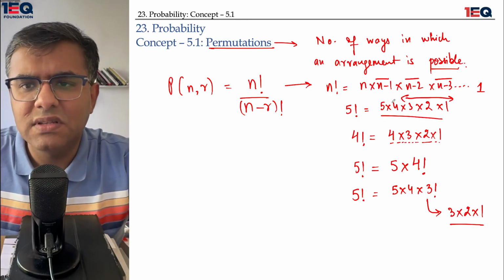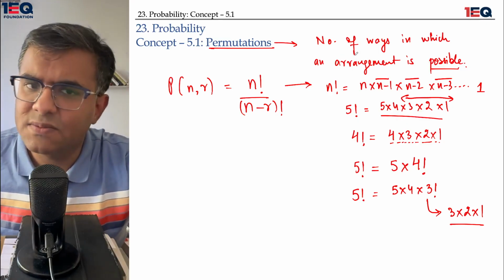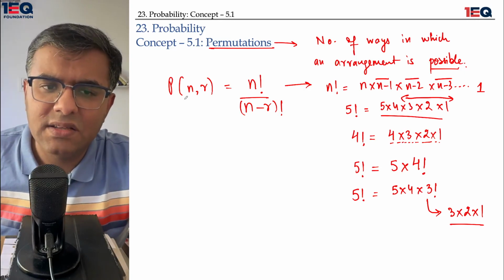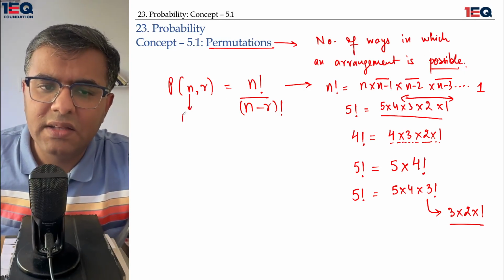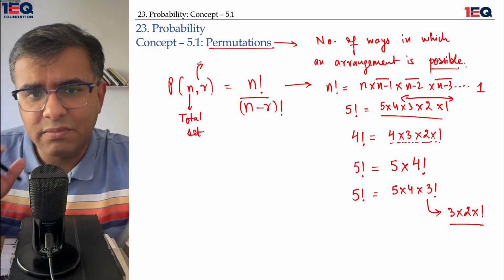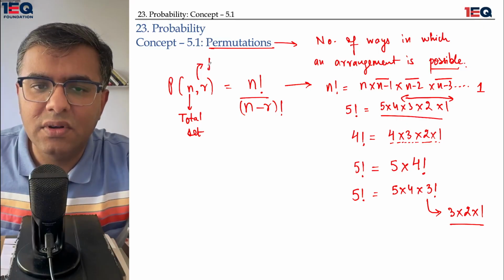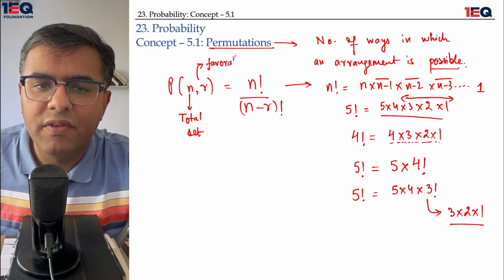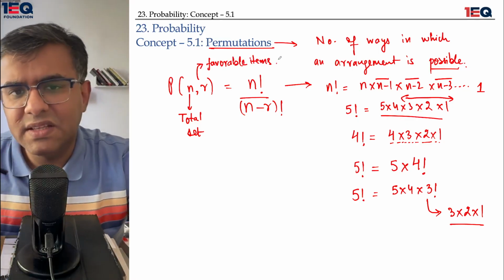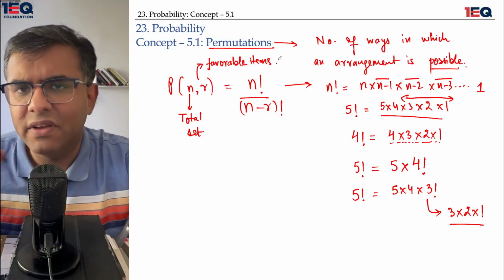These are going to give us all the possible ways in which a favorable arrangement is possible for us. What do n and r stand for? n stands for the total set. Total set means the total number of things that are supposed to be arranged in a particular manner. What does r stand for? r stands for the number of favorable items in the set which need to be arranged. So, total set and favorable items.